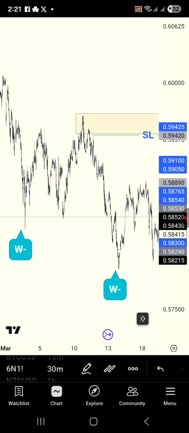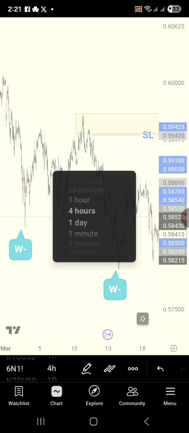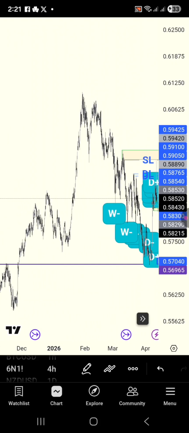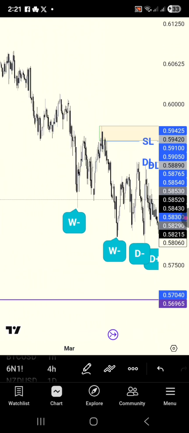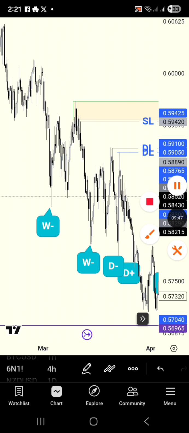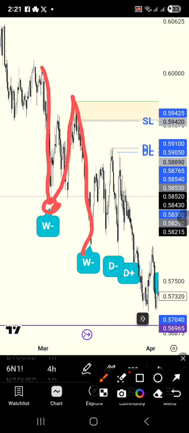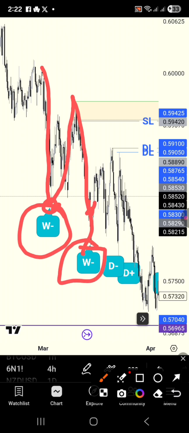So now after analyzing, let's go back to 4 hours so that it will not be too clumsy. After analyzing it now on 4 hours, we can see the structure very well. We can see a low, a high, and a break. So what happened within this low and what came to raid it? You can say I put W minus W minus, which means it was sellers that came to raid sellers.